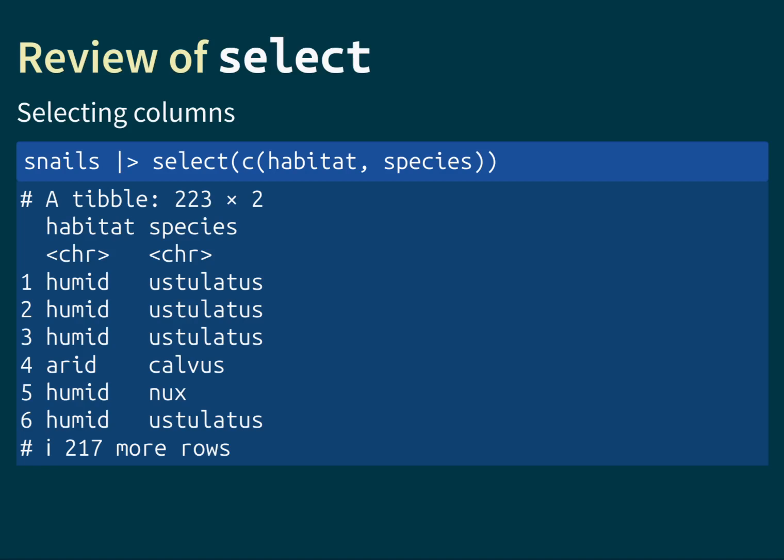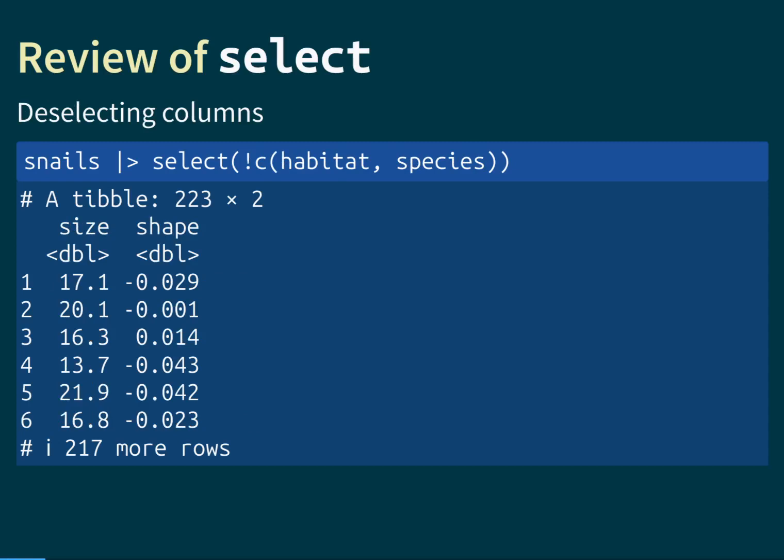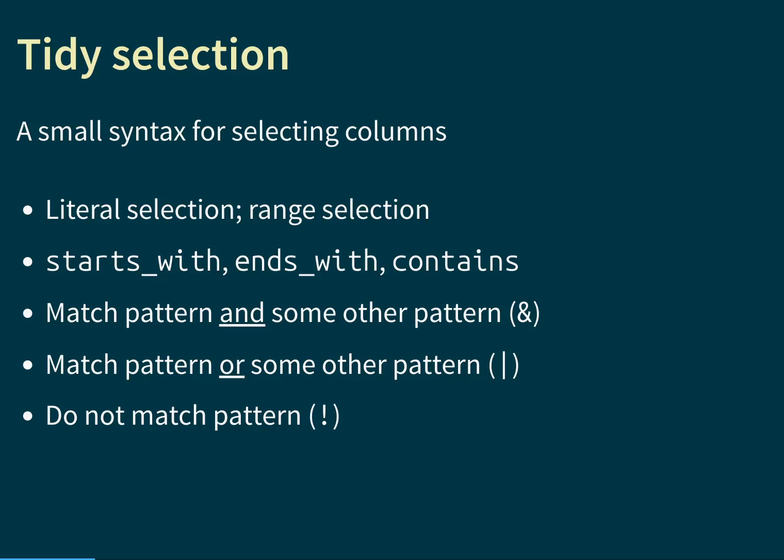We also learned that one can deselect columns using the exclamation mark. So that looks a little bit as if it was the logical not operator, even though it has a different role here. The role it plays in this case is that if we put it in front of some selection, then instead of selecting those columns, we're deselecting those columns. So in this particular case, if we have exclamation mark of the vector of habitat and species, that means select everything except those 2 columns. And since the only 2 columns left are size and shape, that is exactly what we get in the result below. Okay, so this was the basic operation of the select function that we're already familiar with.